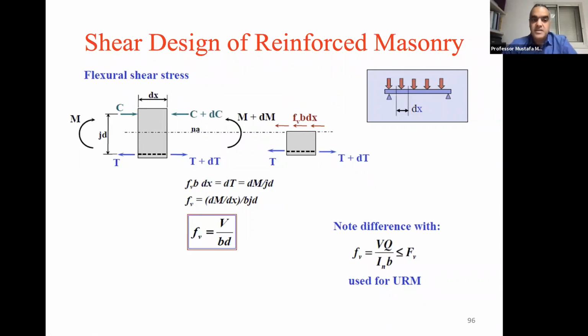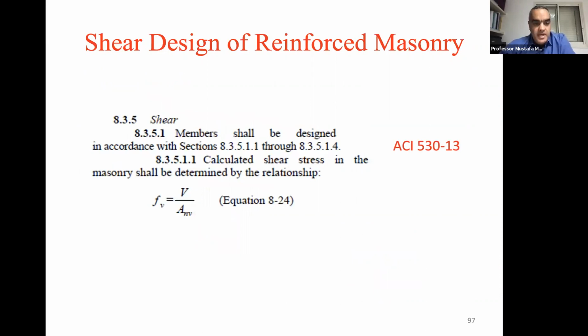So we have another material in this case, and we have to consider the reinforcement that we have in the section. So that's the main reference. Instead of 3/2 V over A, it's V over b d. Okay, and that's how it's given in the code.